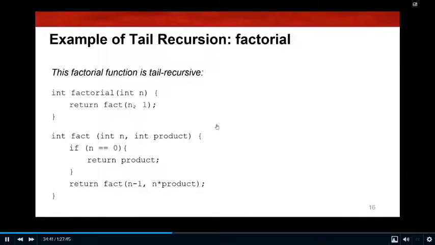So this is calling fact with the value that we were asked to do the Factorial for and the value 1. So 1 is accumulating the product so far, and we do the n minus 1 here. Okay, so this is a way of transforming the original Factorial that we saw into a tail recursive Factorial.